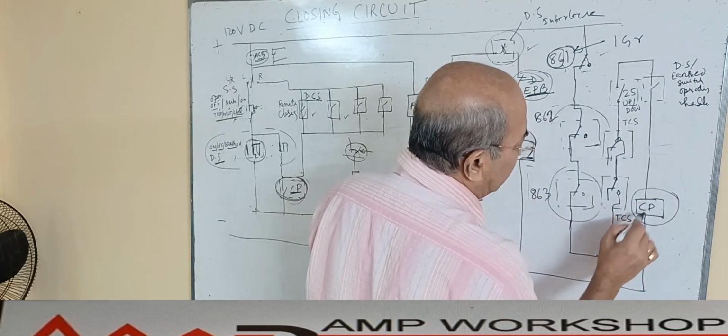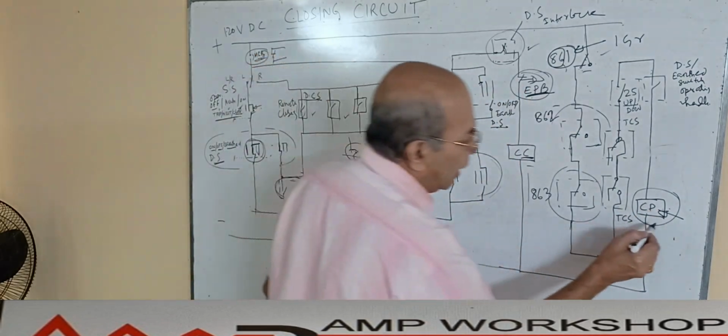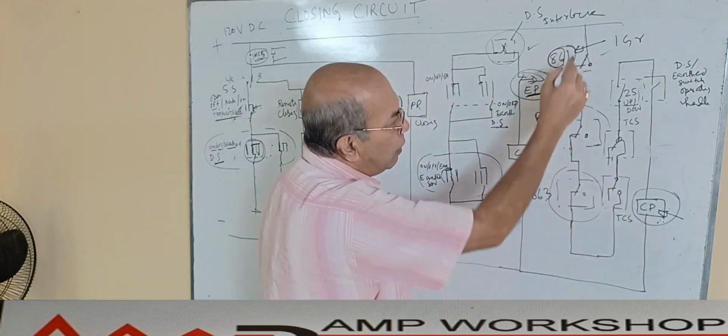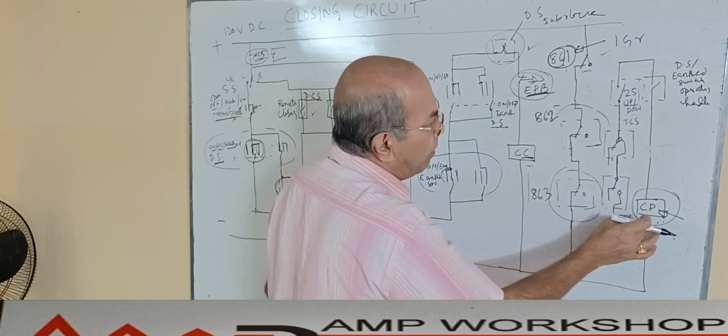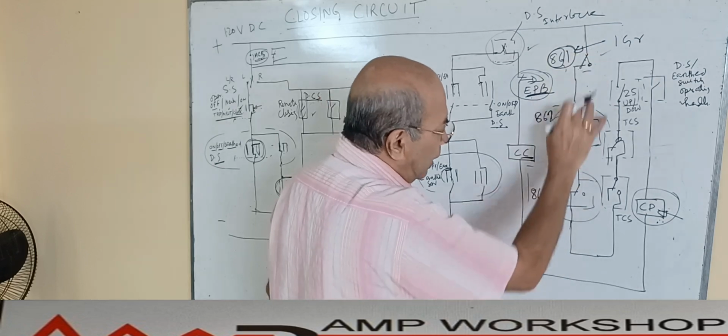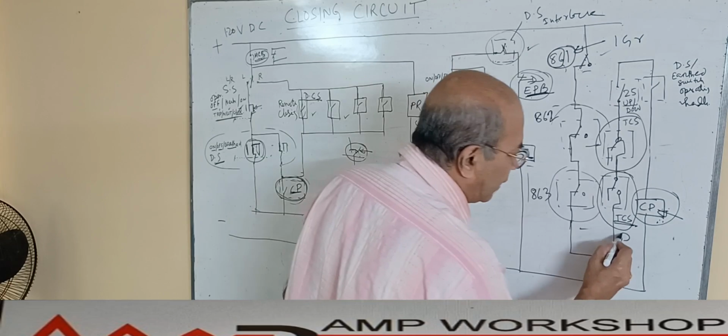This is a closing permissive relay, whose contact I have used over here. The relay coil is here. How is this relay coil activated? Through the lockout relays. If any of the lockout relays is operating, it will not operate. If none of the lockout relays is operating, only then will the power come from here up to this point. It is called the 96 relay.